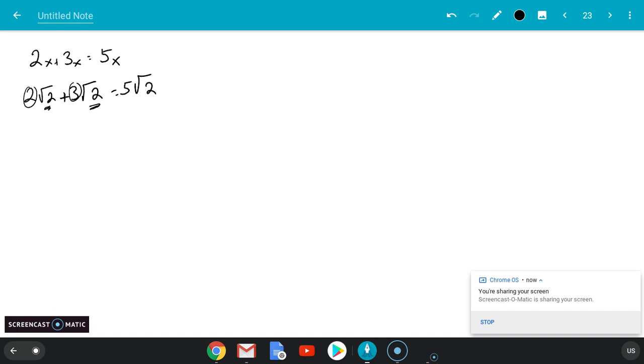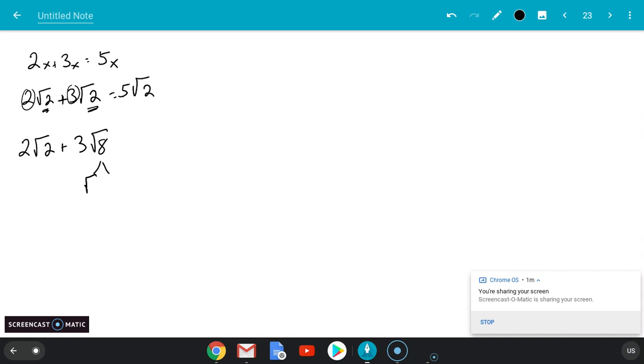What happens if you had something like 2 square root 2 plus 3 square root 8? From first glance, you might say those can't combine. Well, they can, because you always want to see, can I simplify the square roots? And you can. This becomes square root 4 square root 2, and this becomes 2 square root 2. And don't forget, we have to multiply this 3. So now we have 2 square root 2 plus 6 square root 2. Like terms, I get 8 square root 2.